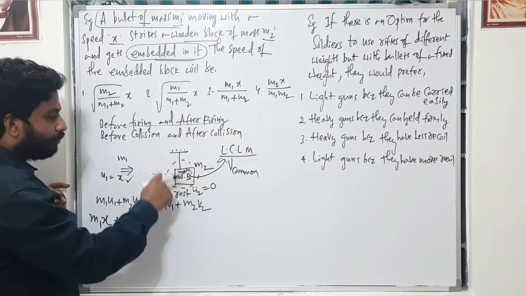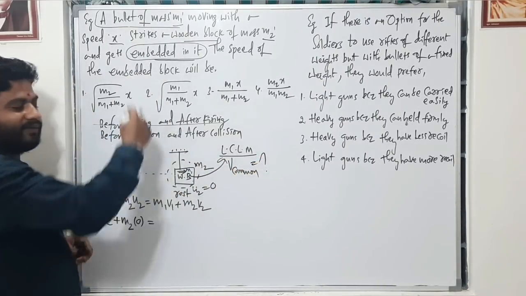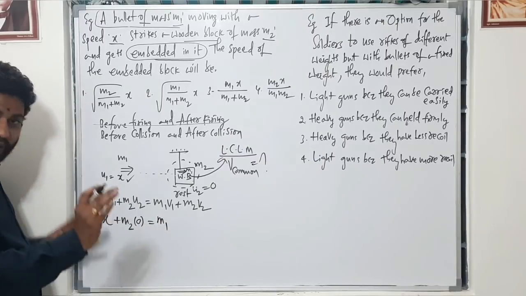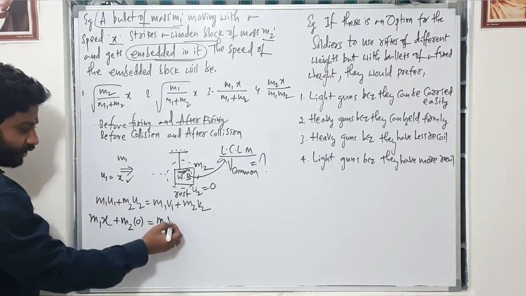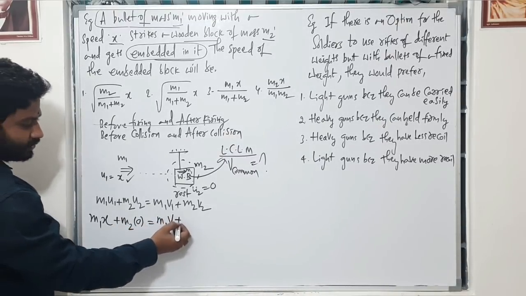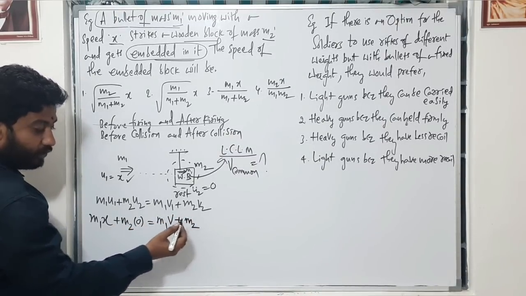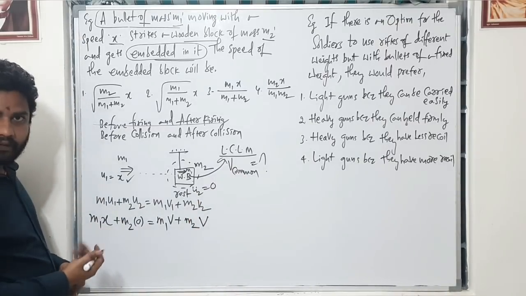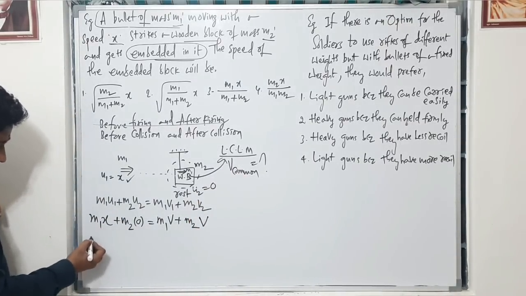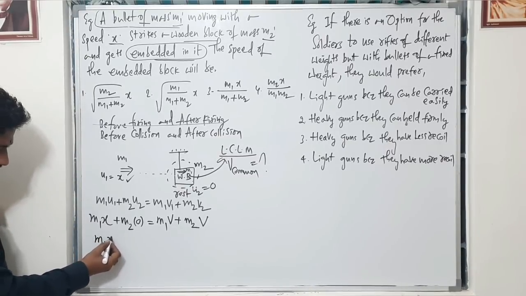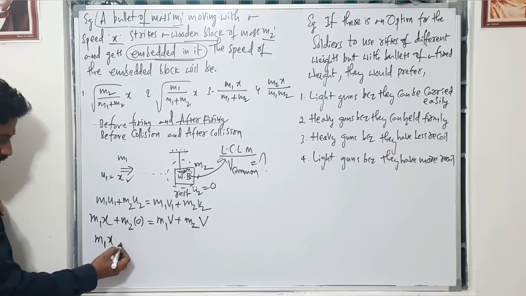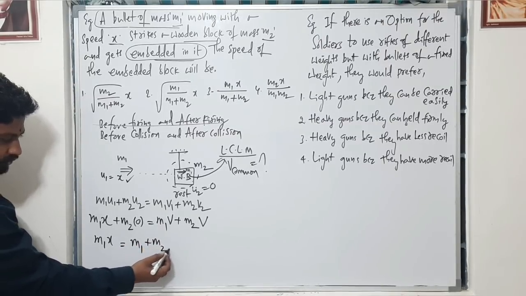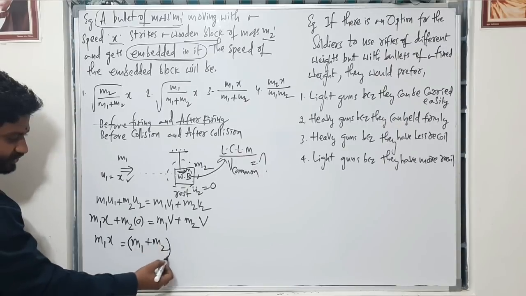So the speed of the embedded block means they are asking for the common velocity, right? After the collision, the first body, the bullet of mass m1, is moving with a common velocity v, plus m2, the mass of the wooden block, is also moving with the same common velocity v, right? Now, on the left-hand side, what remained? m1x plus 0 is equal to (m1 plus m2) times v, right? So on the right-hand side I have just taken v common.